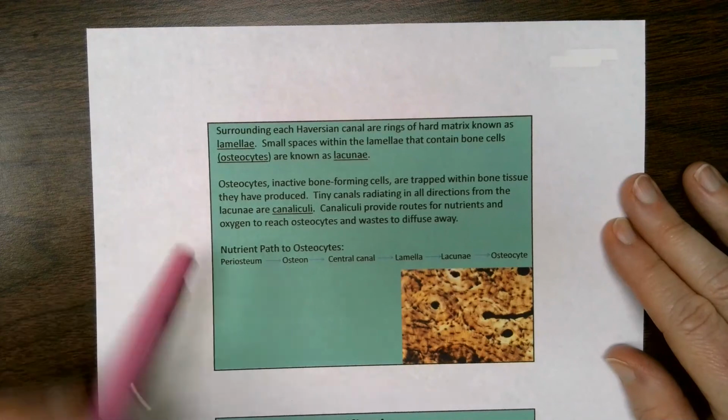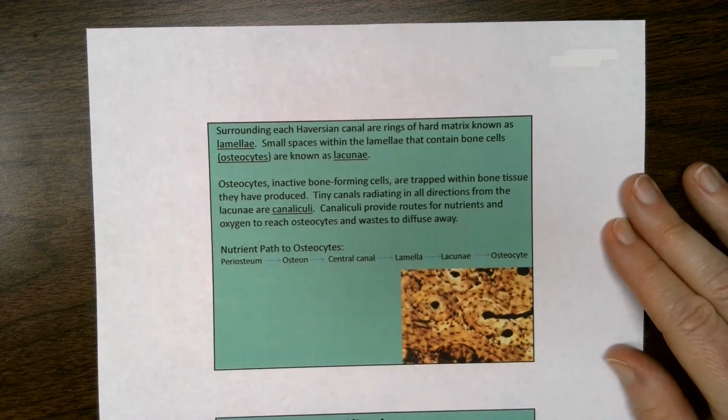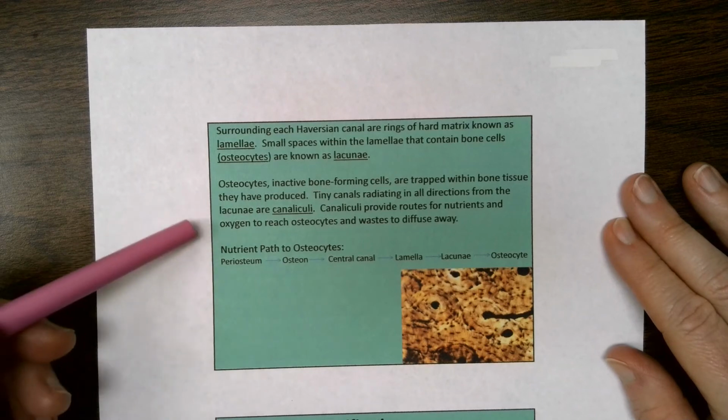And then the next sentence says that there are tiny canals that radiate in all directions from the lacuna, and they're called canaliculi. They let cells communicate with each other, but they also provide routes for nutrients and oxygen to get to the osteocytes, and again for waste to diffuse away.